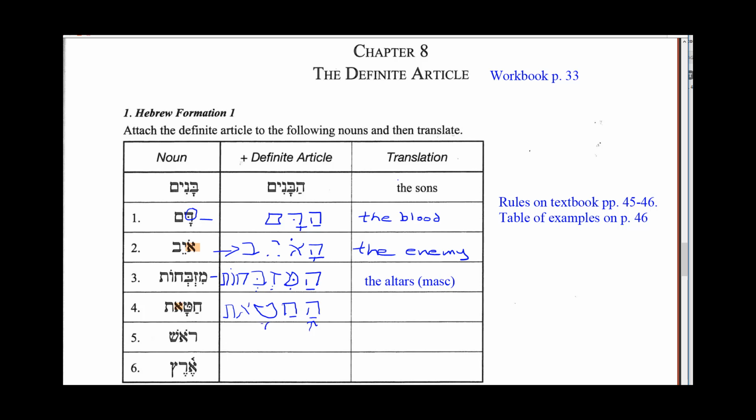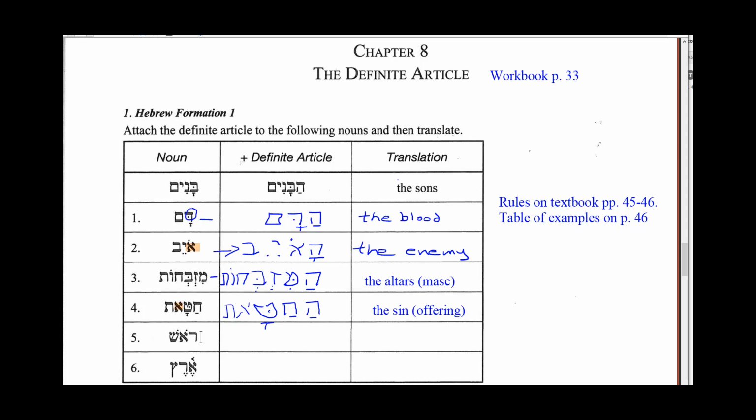And that is a kametz, and there is a dagesh forte. That comes from the word itself. So we didn't create that dagesh forte by anything we did. That's just part of the word. And that means the sin, or possibly the sin offering.